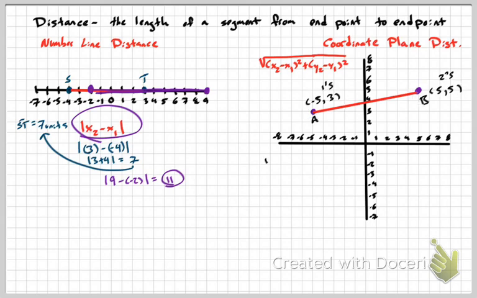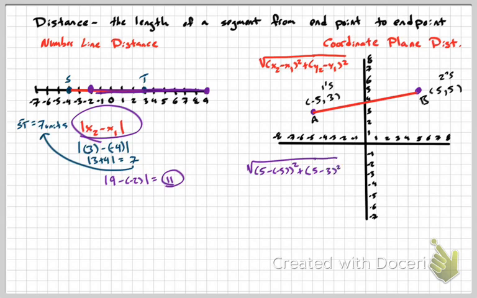Okay? So again, I'm going to make this my 1s, this my 2s. So my formula is x2 minus x1. Well, there's my x2, my x value for my second point. So that's going to be 5 minus x1, that's -5. So it's x2 minus x1, that whole value squared, plus y2, which is also 5, minus y1, which is 3, that value squared.